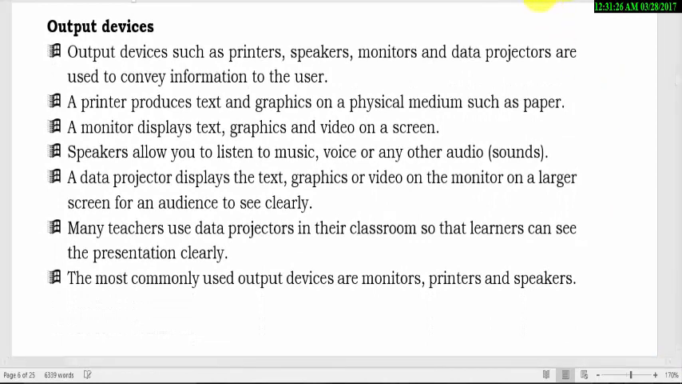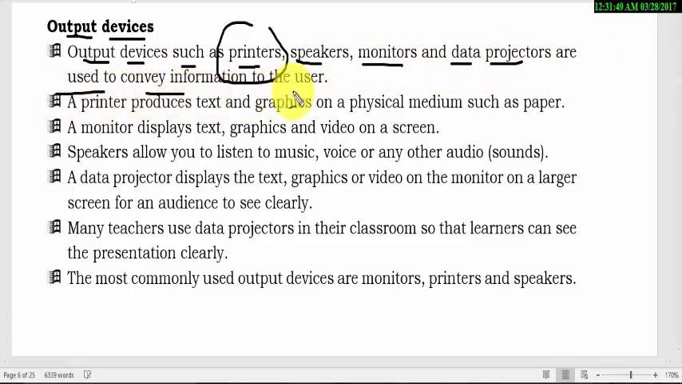Thank you very much. So now we can proceed to look at the other devices, which are called output devices. These are machines. So how do we define this one? Output devices such as printers, we know a printer, speakers, those I mentioned in the pictures, monitors, and data projectors are used to convey information to the user.